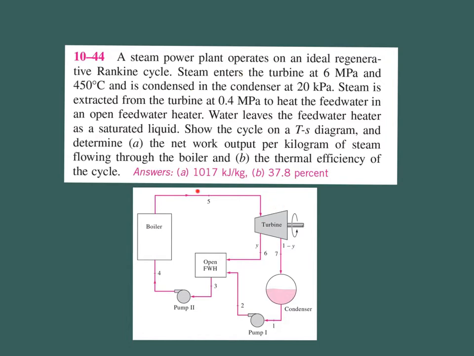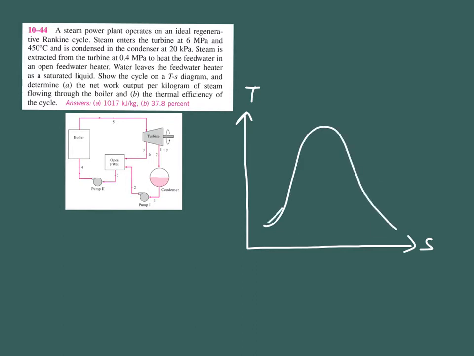So how are we going to translate this schematic diagram into a TS diagram? Alright, so let's sketch a TS diagram in here. So you have two working pressures. This is the condenser part. Sorry, three working pressures. Right? And you are going to have two pumps and only one turbine.